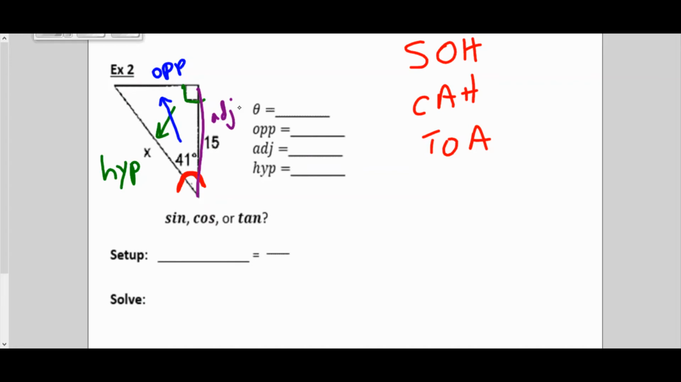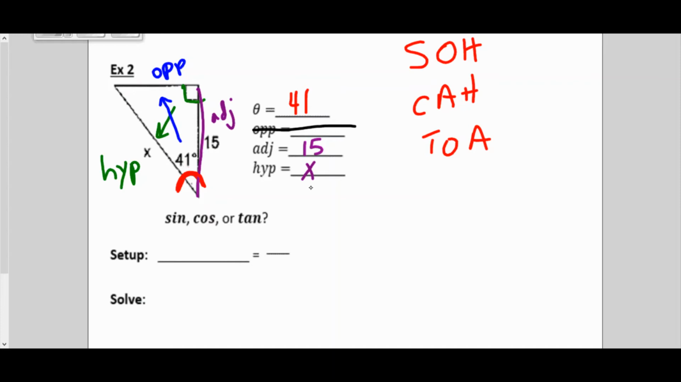So let's fill in the given information. So we know theta. Theta is 41 degrees. Opposite. I don't know anything about the side opposite. I'm not given a letter for the side opposite, and I'm not given a number. So we can cross that off since we weren't given a letter or a number for that one. So the adjacent, the side next to your reference angle, is 15. And then my hypotenuse, I don't know. So I'm going to call that x.